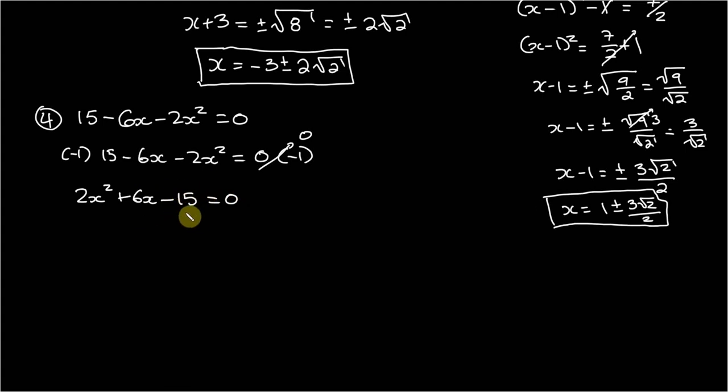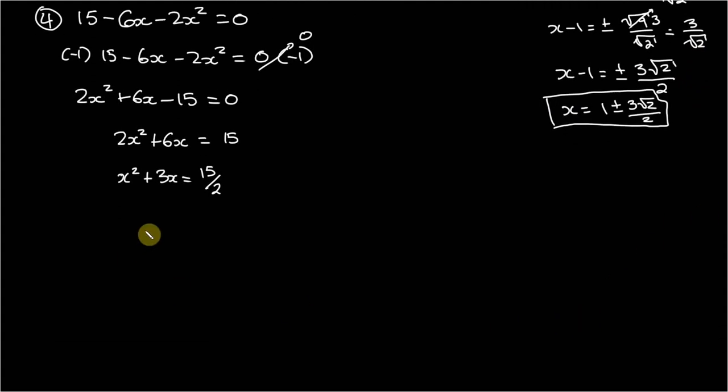Now we can add 15 to both sides, which is going to leave us with 2x squared plus 6x equals 15. And now we can divide by 2 right across. And that's going to leave us with x squared, and 6 divided by 2 is 3, so it's going to leave us with x squared plus 3x equals 15 over 2. And scroll down.